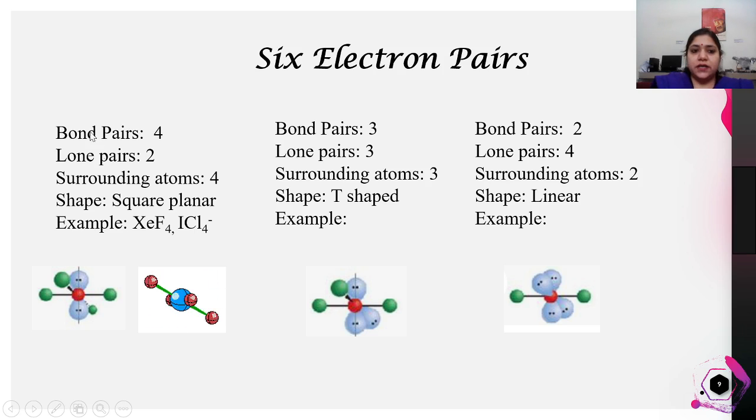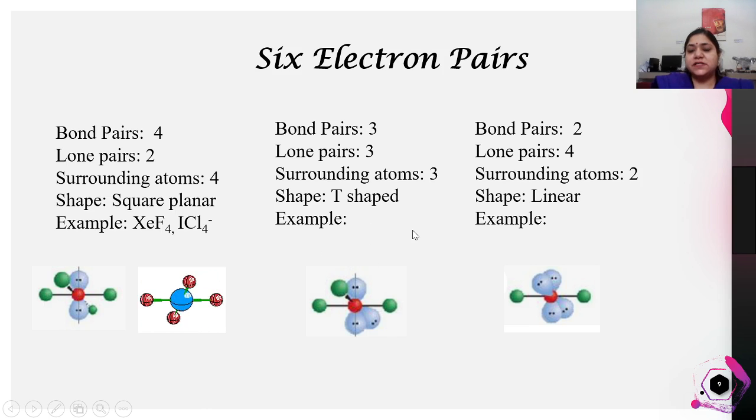Then again, in case of 6 electron pairs, another one is with 4 bond pairs and 2 lone pairs. In that case, it will form a square planar shape, and 2 lone pairs are present above the plane and below the plane, and that will not affect the bond angle.